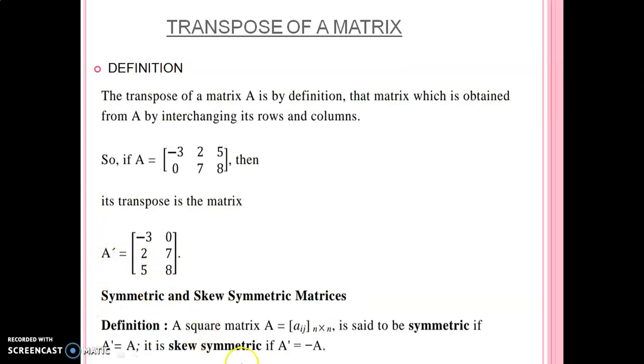Here again we have a special type of matrices, square matrices. They are said to be symmetric matrices if the transpose of A is the same as the matrix A, and it is said to be a skew symmetric matrix if its transpose is equal to -A.